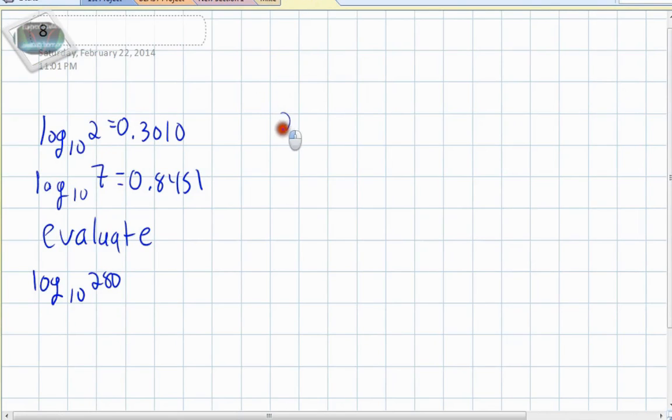So 280, okay, let's focus on the 28, because the 0 is easily made up of a component of 100. Well, you'll see what I mean. Okay, so 7 times 4 is equal to 28, right? 4 can be made up of 2 times 2. So essentially we have 7 times 2 times 2 gives us the 28. Okay, and bear with me here.